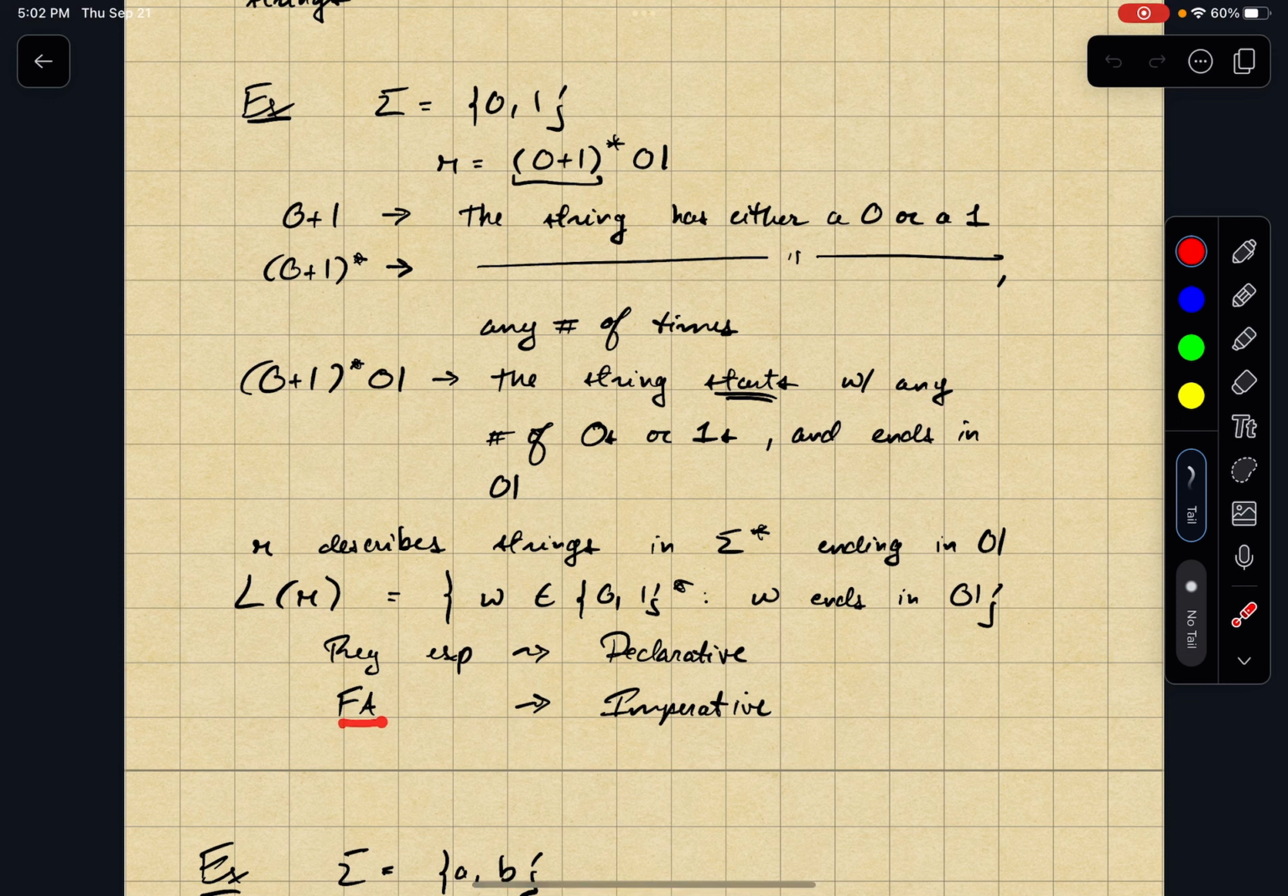So in other words, FAs, much like imperative programming languages, tell you the how, whereas regular expressions, much like declarative programming languages, tell you the what. Okay. So what do I want, and how do I accept it? Okay. And so there's this dichotomy you see between regular expressions and FAs.